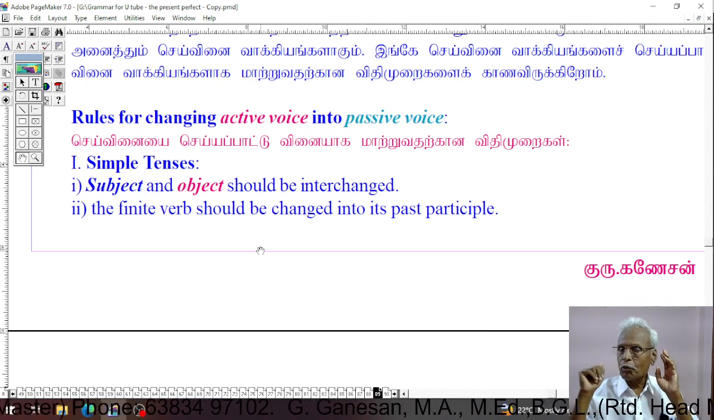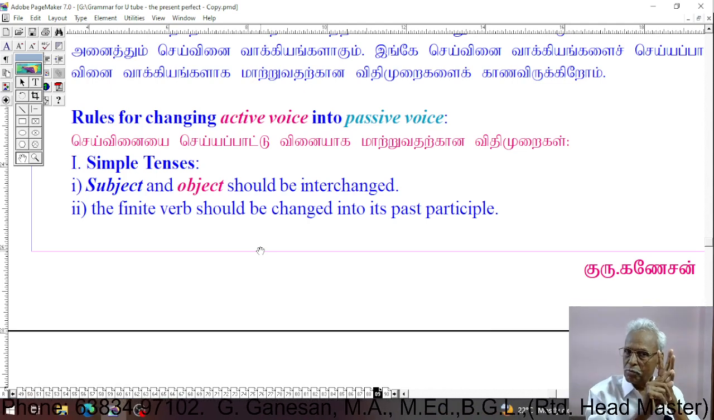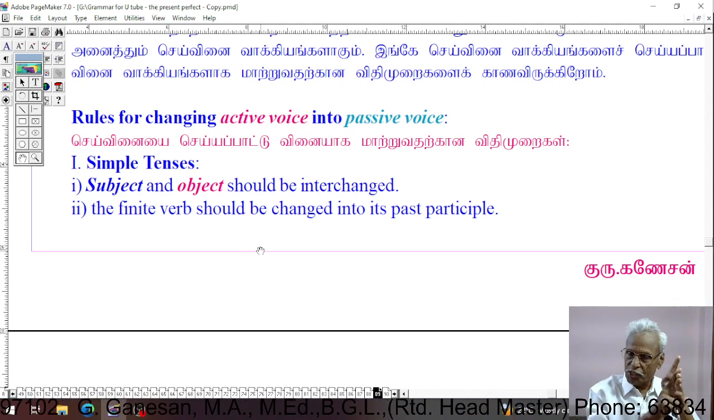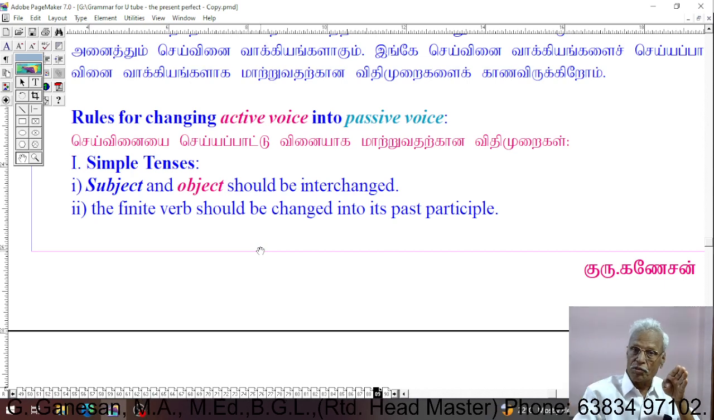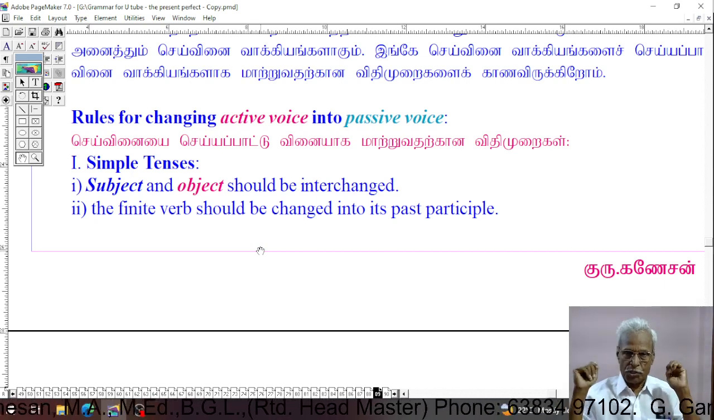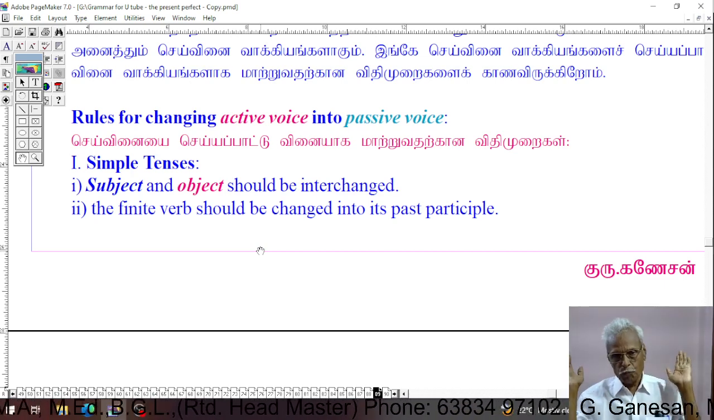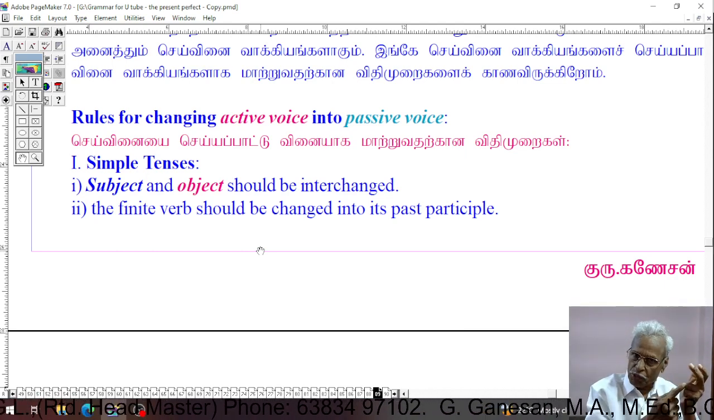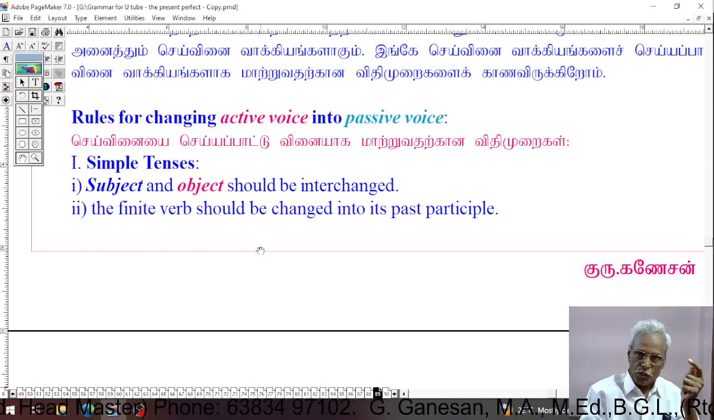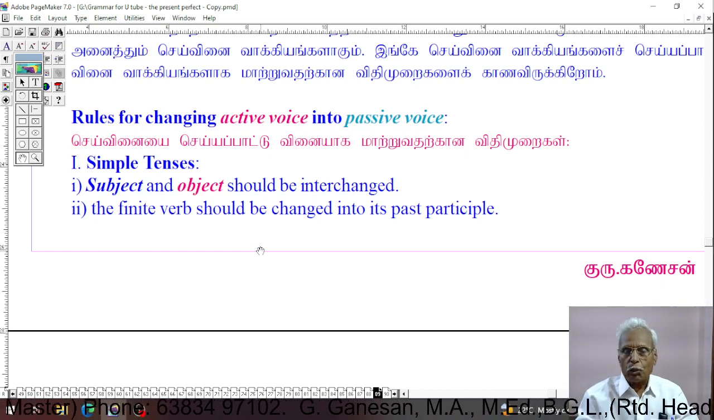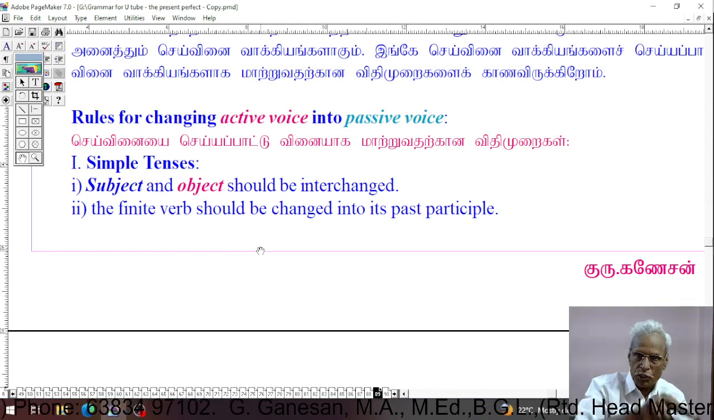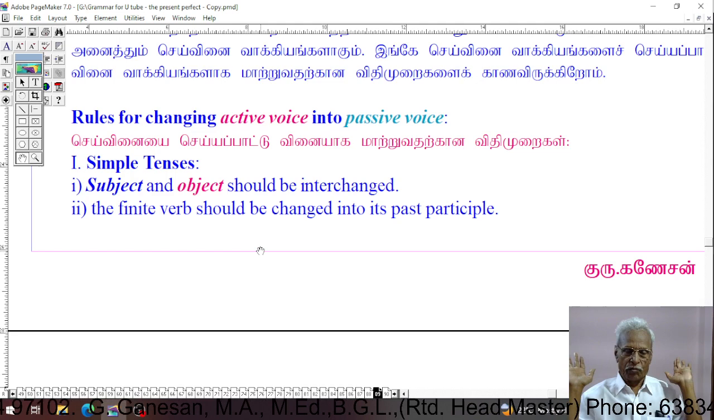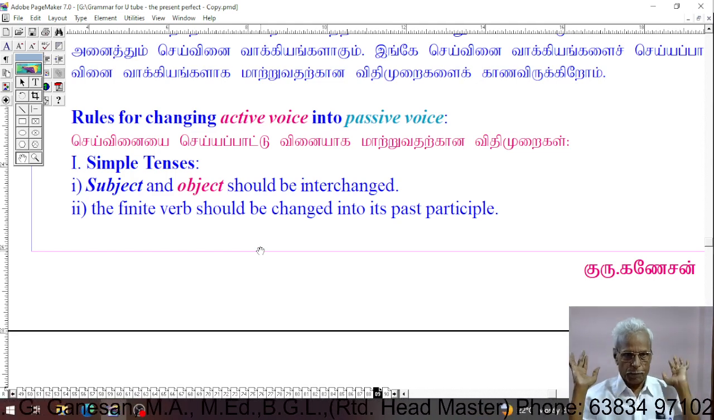In English we know there are 4 kinds of sentences: simple sentence, continuous sentence, perfect sentence, and perfect continuous sentence, in all the 3 main tenses: past, present and future. Here we are going to see simple tenses: simple past, simple present and simple future. In all these 3 tenses, what are the rules to be followed to convert an active sentence into a passive sentence? That we are going to see here.